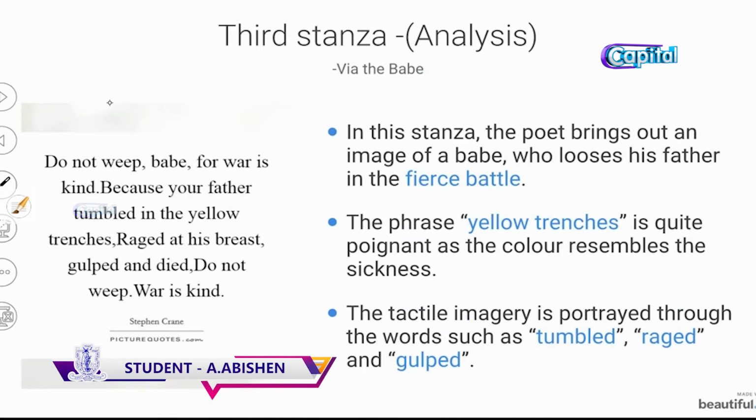Moving to the next slide. Third stanza analysis. Do not weep, babe, for war is kind, because your father tumbled in the yellow trenches, raged at his breast, gulped and died. Do not weep, war is kind.